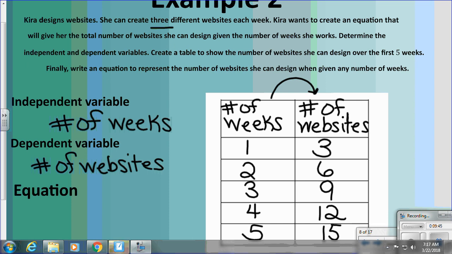To figure out the equation, you have to figure out how you're getting from the independent variable to the dependent. So we are taking the number of websites and multiplying it by the number of weeks to figure out our total websites. You can use any variable that you want. So I'm just going to use D for my total, I'm going to use W for my weeks. So D, the websites, was 3 times W. That's how I was getting D. I was multiplying 3 times W.